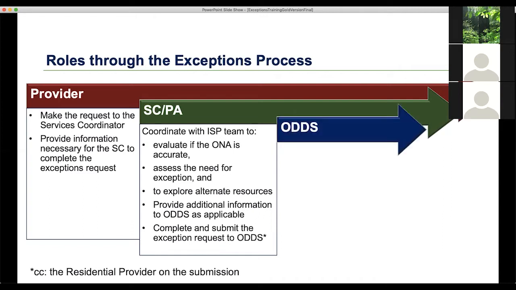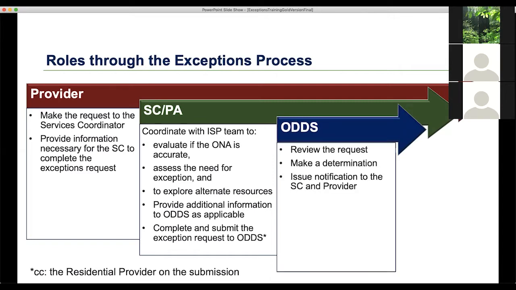And just again, a note, residential providers, we're keeping you involved in this process, and you will be CC'd on those submissions because this is all an electronic process. And then ODDS, our role is to review the request, make a decision, and to give that notification. And in the instance of provider rates, that notification goes to the services coordinator or personal agent and the provider.